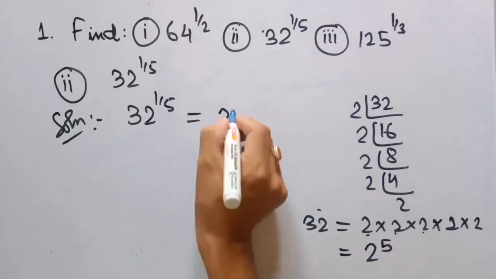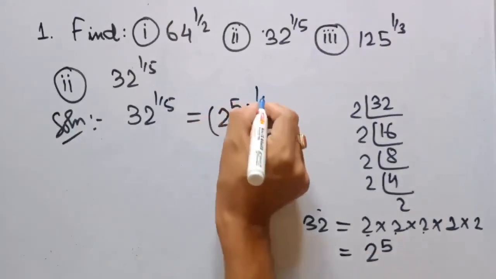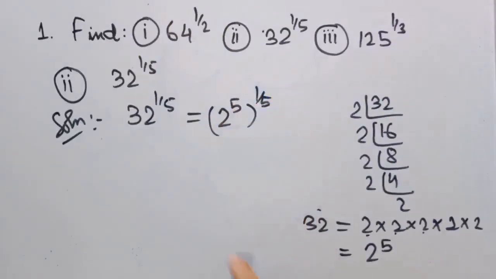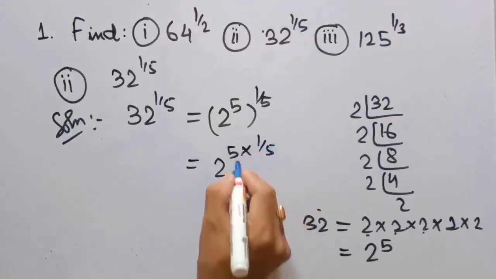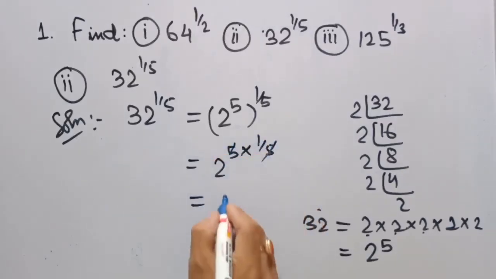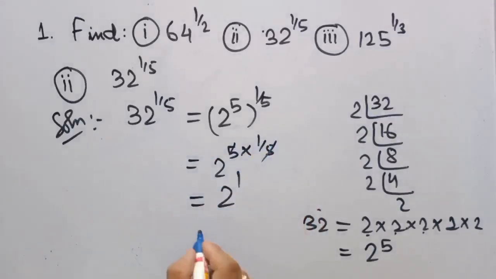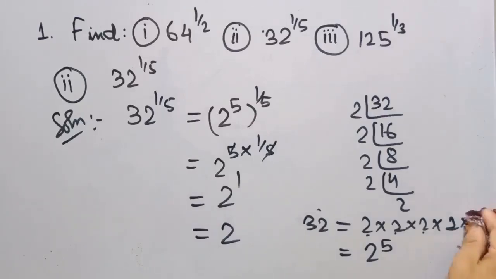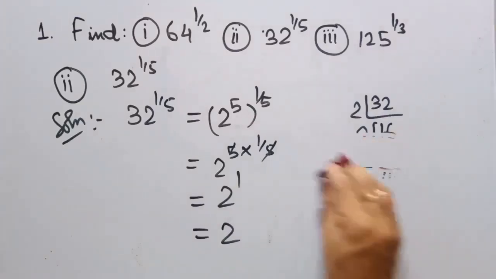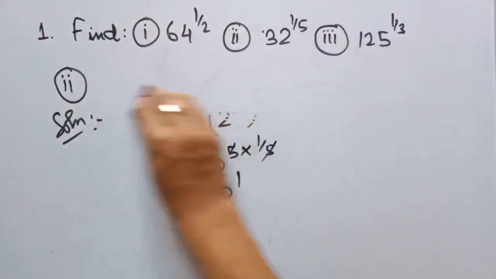So 2 to the power 5 to the power 1 by 5. So this will become 2 to the power 5 into 1 by 5. This will cancel out. This will become 2 to the power 1, which is 2. So the required answer to the expression 32 to the power 1 by 5 will be 2. Next, Roman number 3, 125 to the power 1 by 3.